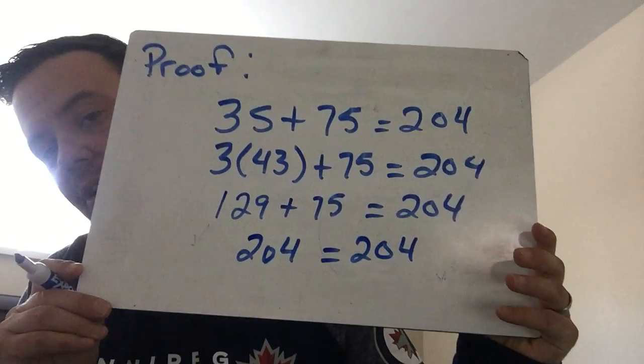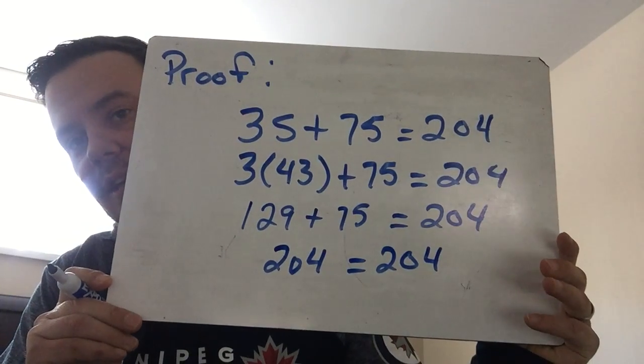Now keep in mind when you're doing your proof, you're kind of doing the opposite of what you were doing to solve it. You have to do your multiplication first and then the addition. Okay, so 3 times 43 is 129 plus 75 equals 204. So you've got 204 on the right side of the equal sign, and if you add 129 and 75 together, you're going to get 204 on the left side of the equal sign as well. And when you get that equal on both sides, you know you've got the right answer.